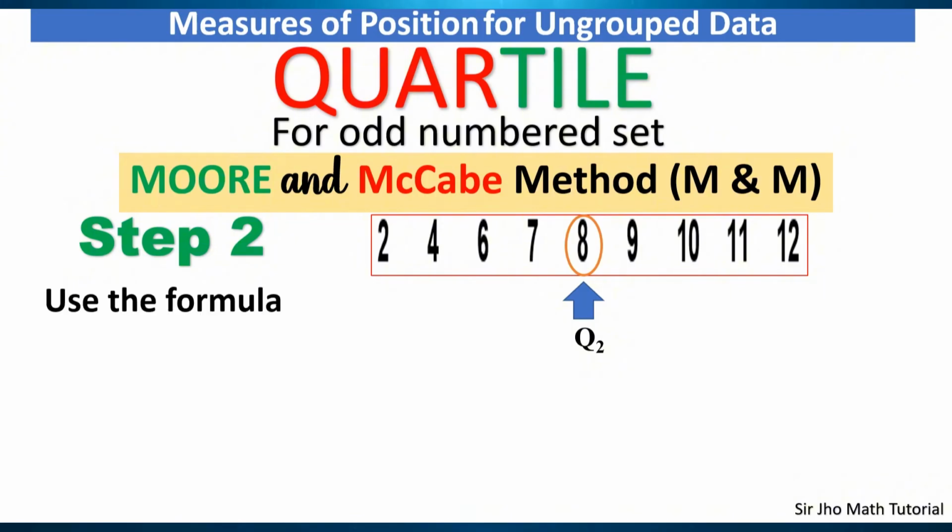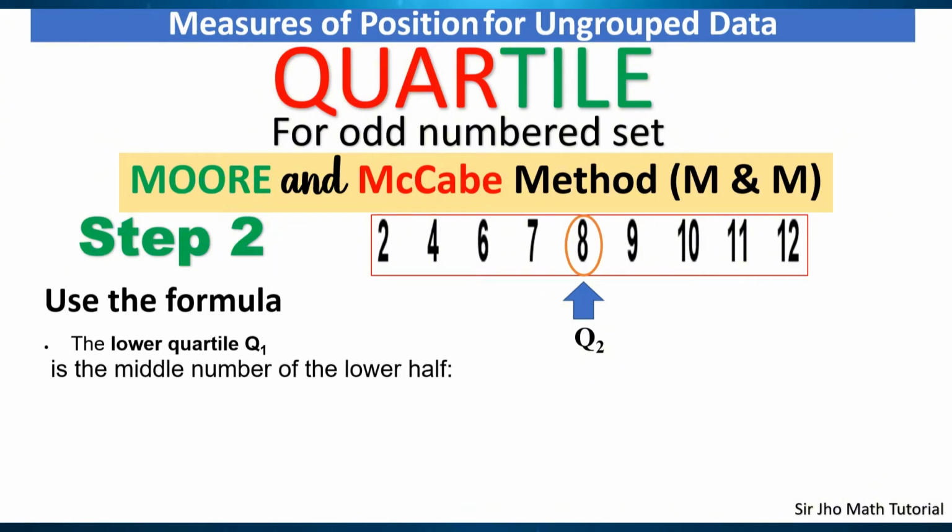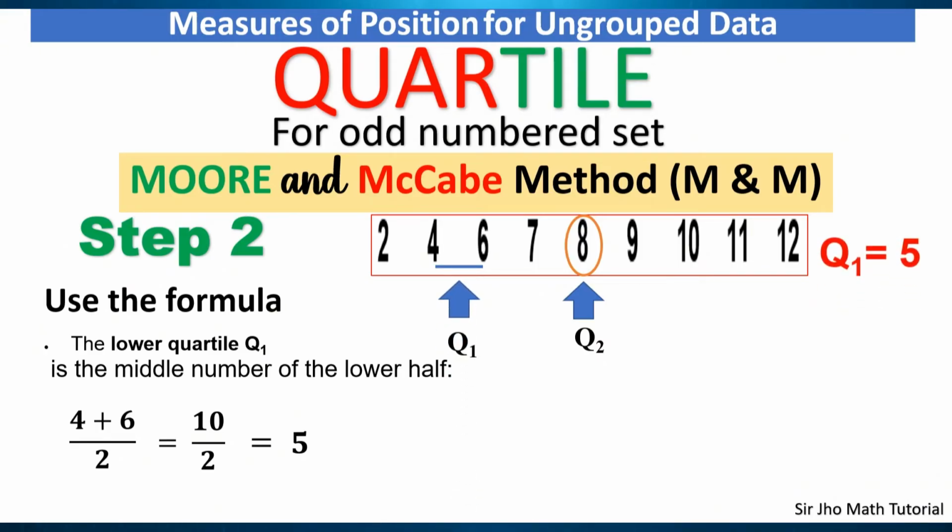Step 2. Use the formula. The lower quartile or Q1 is the middle number of the lower half. So yung middle na number natin is 4 and 6. So 4 plus 6 over 2. 4 plus 6 is equal to 10 over 2. 10 over 2 is equal to 5. So the lower quartile is equal to 5.